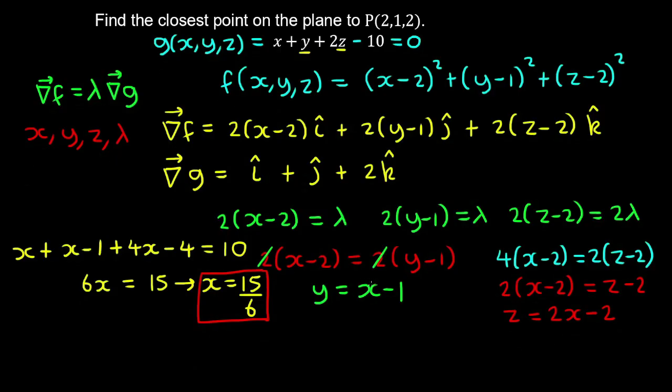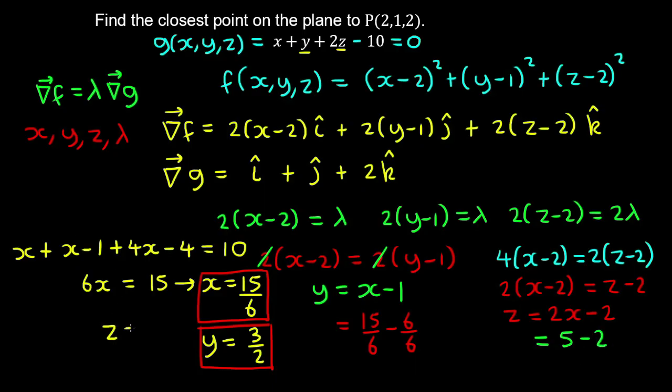And then if we substitute for x in this equation, we get y is 15 on 6 minus 1, which is 6 on 6. So therefore y is 9 on 6, or 3 on 2. And substituting for x in this equation, we get z is 2 by 15 on 6, which is 15 on 3 or 5, minus 2, so that gives z is equal to 3.